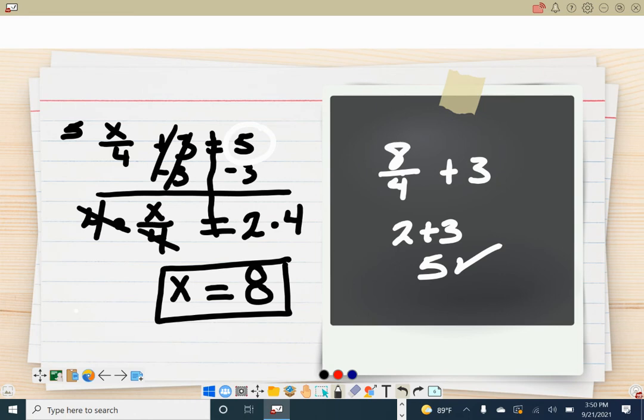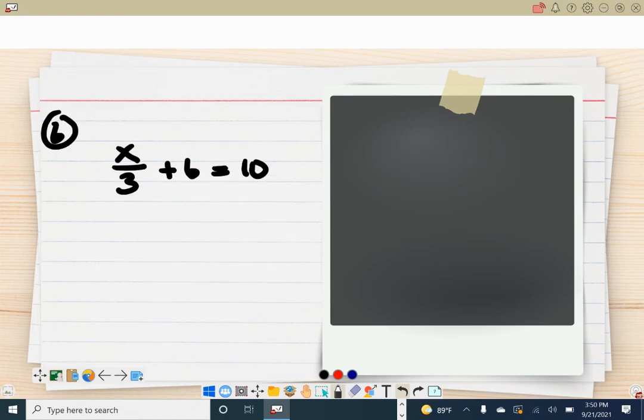All right, we're on problem 6. Please pause the video some and try working some of these on your own. Give it a shot. Write it up. You can always go back and erase what you got and fix it. I'm going to draw that river. X divided by 3 plus 6 equals 10.